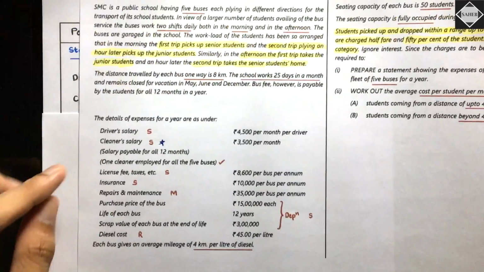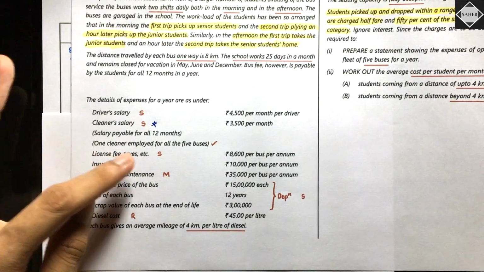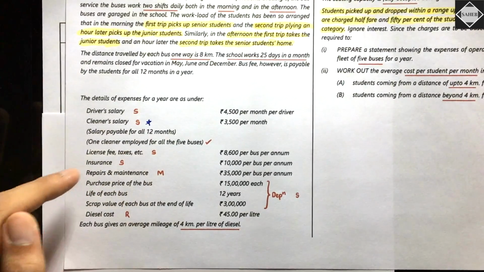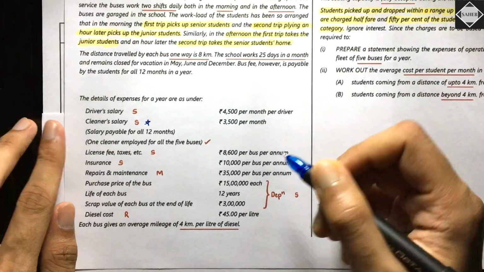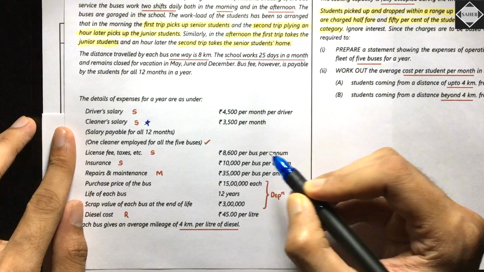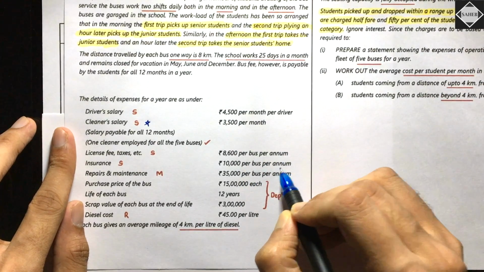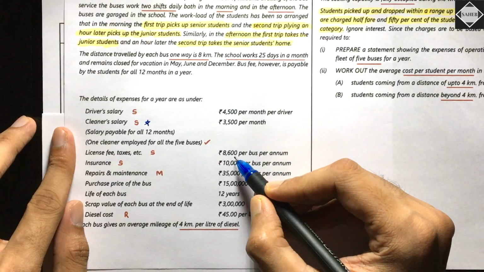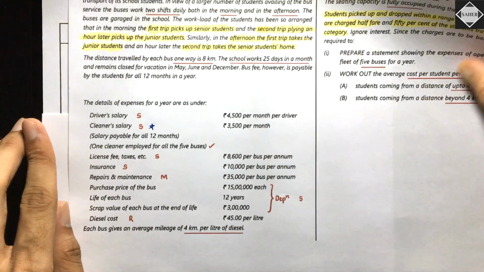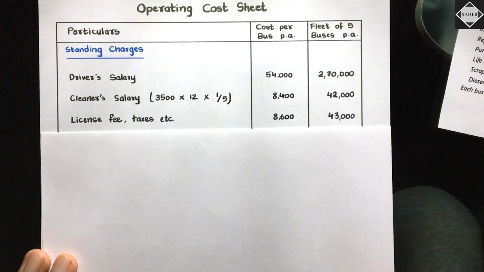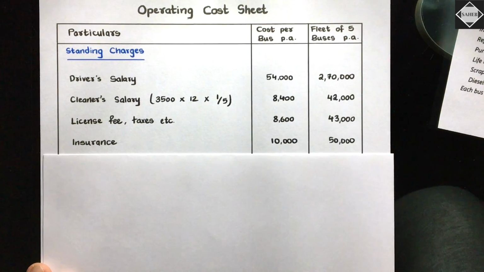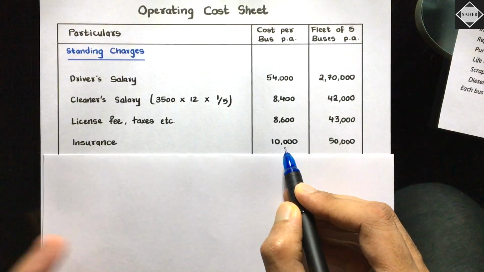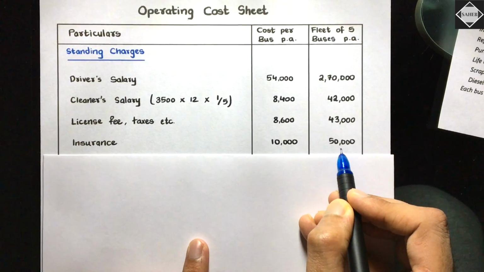Then what do we have? Then we have license fee, taxes, etc. That's also standing charge. Insurance also standing charge. They have given you directly the figures: 8,600 per bus per annum. Directly take it and paste it. License fee, taxes 8,600 into 5, that's 43,000. And then insurance 10,000 per bus per annum, directly you can take into 5, that's 50,000.